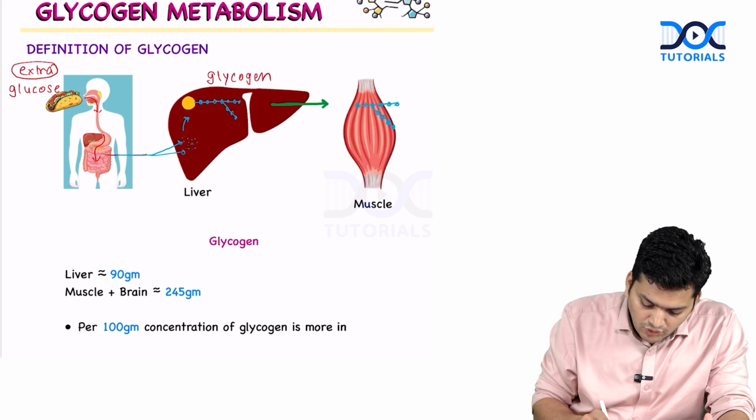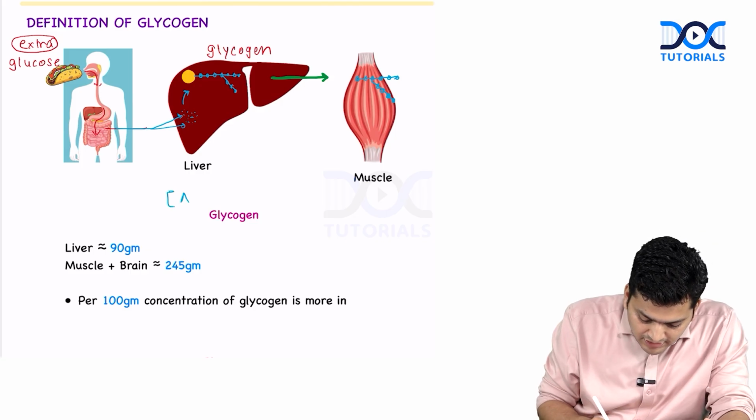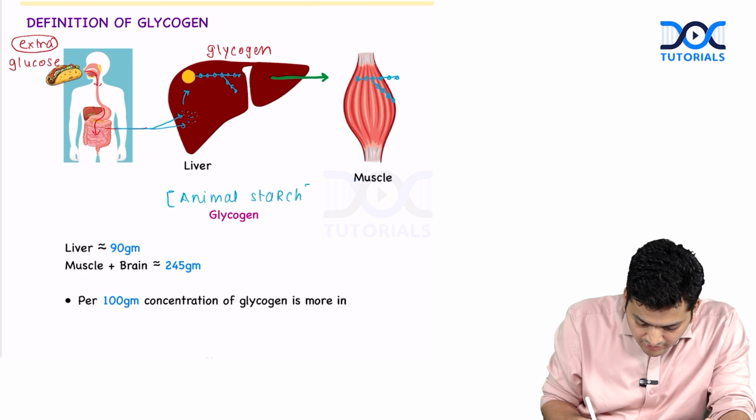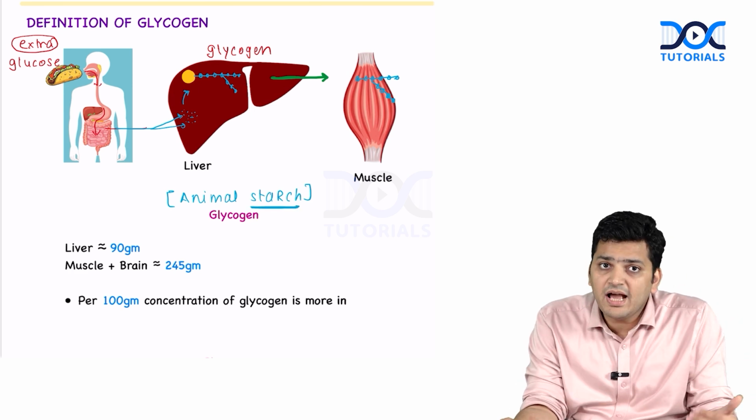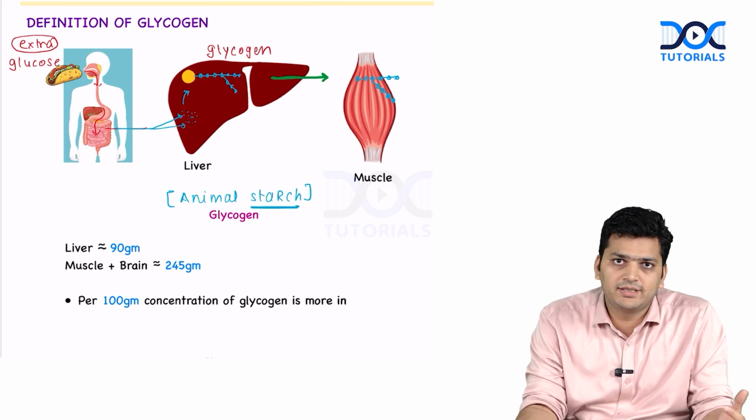This glycogen is also called animal starch, because this is how we store carbohydrate in our body. How plants store their carbohydrate is called starch, and how we as animals store carbohydrate is called animal starch.